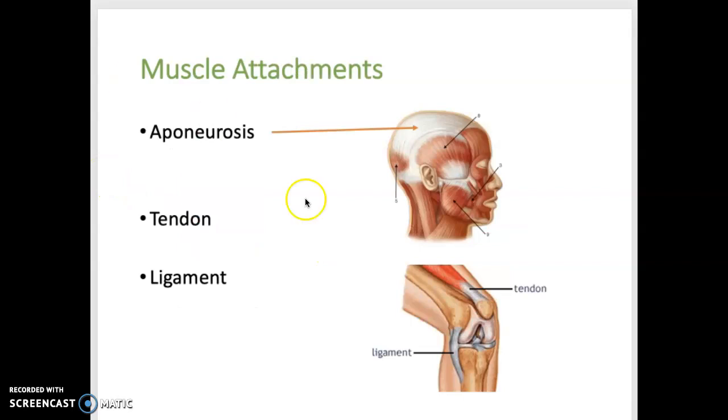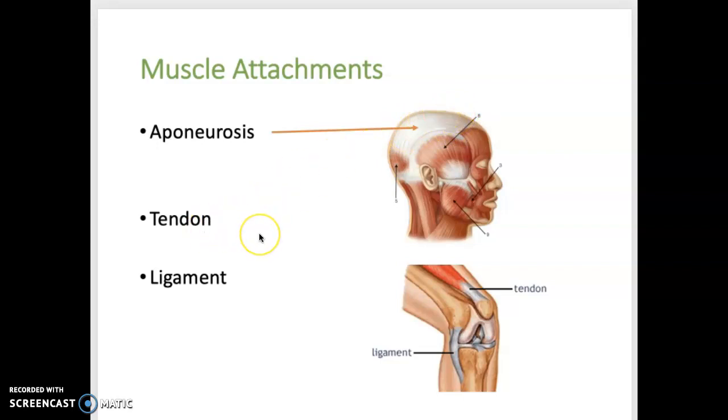And next, muscles are connected in various ways. There's several different types of attachments that are connective tissues, and they help connect muscles to bones. The first one shown is an aponeurosis, which is a fibrous attachment that spans a large area of a bone. So usually it's a really broad, flat piece of tissue. In this example, this aponeurosis covers the entire top of the skull.